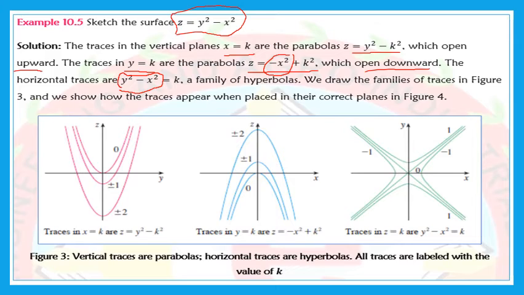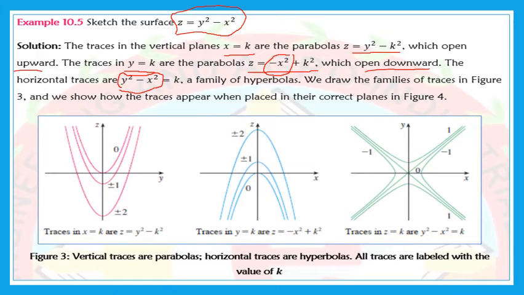So we draw the families of traces in figure 3, this figure, and we show how the traces appear when placed in the correct planes in figure 4. So the traces in x equals k are z equals y squared minus k squared. So these are parabolas open upward, diba? Okay, the traces in y equals k naman are z equals negative x squared plus k squared.